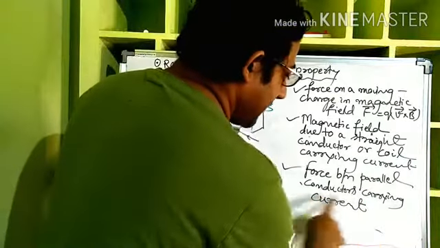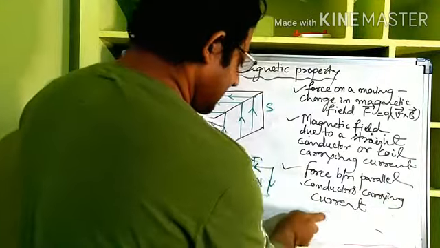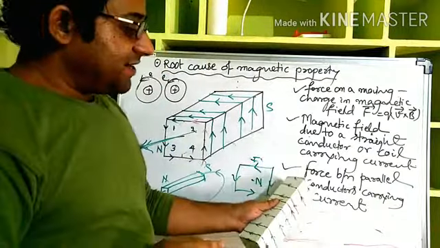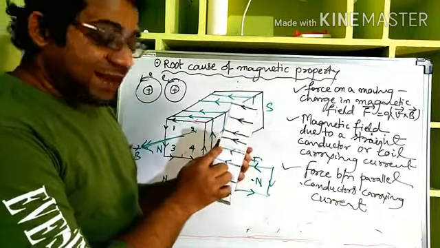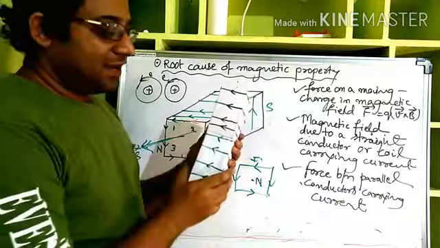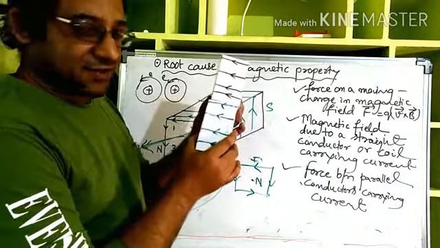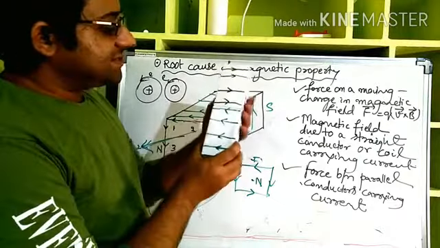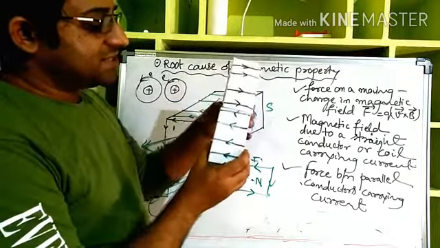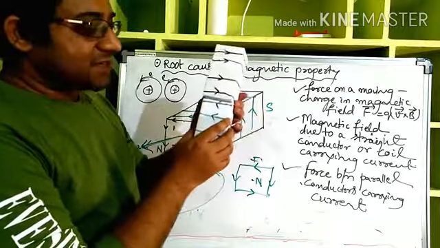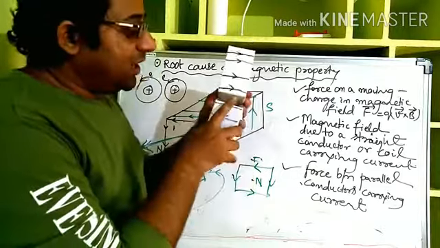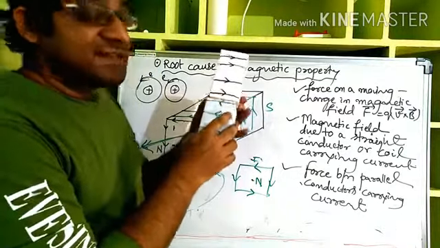Now, force between parallel conductors carrying current, this we have seen while discussing this: if the currents are in the same direction, they will attract each other. But if I bring this side towards this, the currents are in opposite directions, so they will repel each other. Only because the currents are in opposite directions, they are repelling each other.